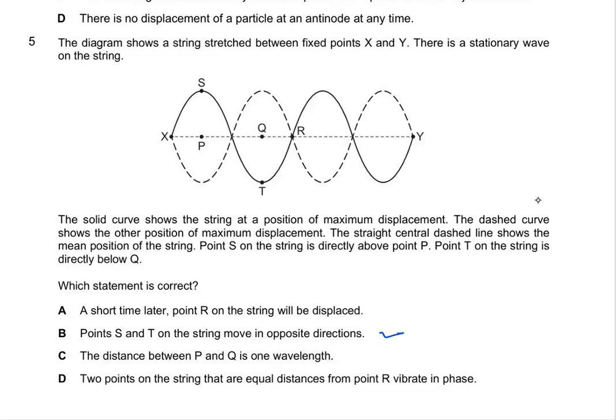PQ is one wavelength. Okay, it's wrong. Two points on the string vibrate in phase? We can take two points, the point up and the point down. No, because it needs 180 degrees for the particles here. It's going down, so that's out of phase, not in phase. Okay, so the answer is B.